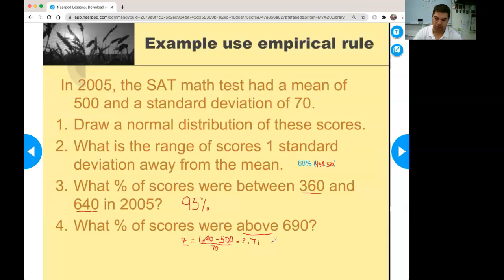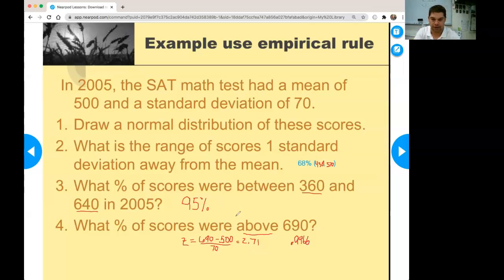So I'm going to look that up. We looked up negative z-scores. So if I go to T2, again, I bookmarked this page. Here's my bookmark, just a plain piece of white paper, so I can flip to it pretty easily. I'm going to look up 2.71, and I see 2.71 is 0.9966. 0.9966 is the percentile. But that's not the answer.